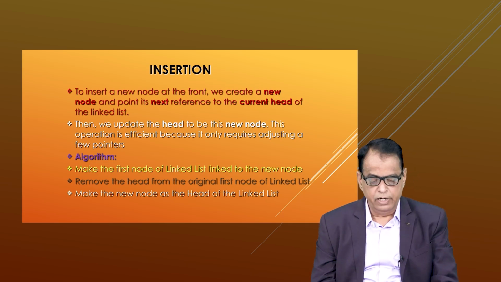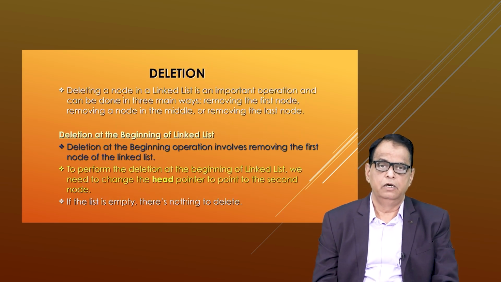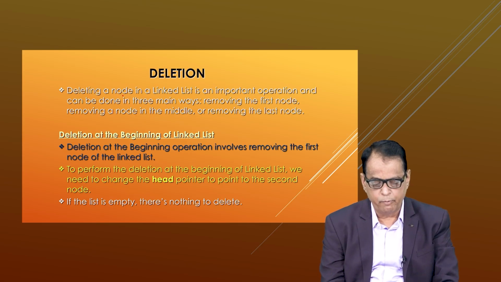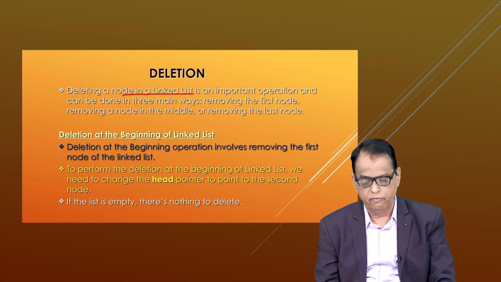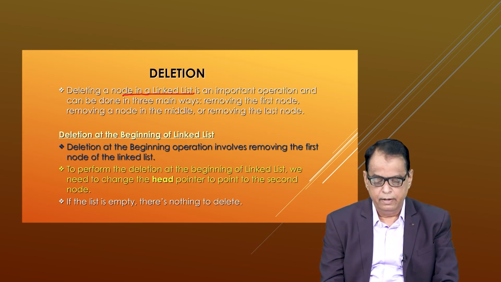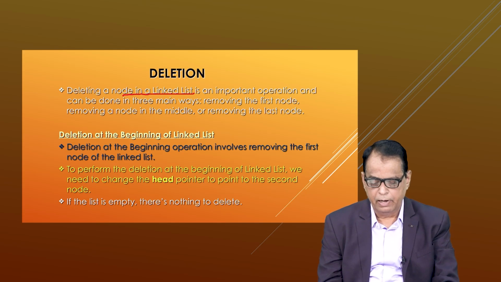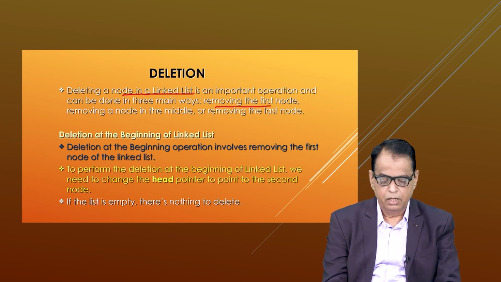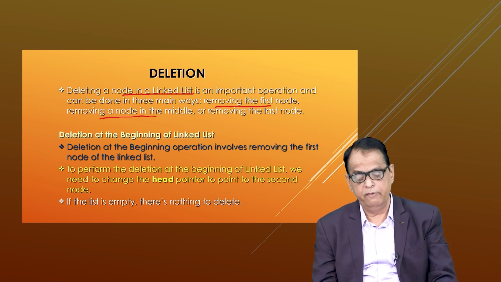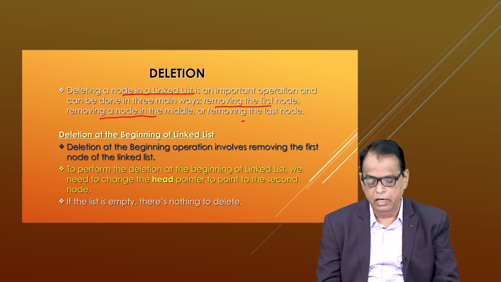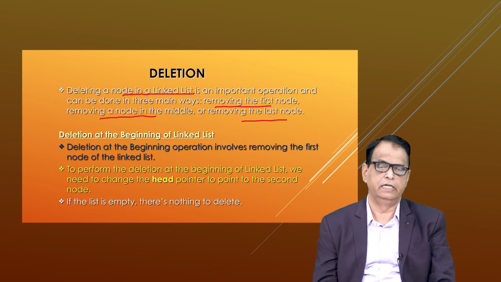Now let us understand how it is possible to delete an element from the linked list. Suppose we have been given a node and now we want to delete this node from the linked list, and there are different ways by which we can delete the element. The deletion can be done by removing the first node, or we can delete the element if it is in between or in the middle of the linked list, or we can delete the last element of the linked list.